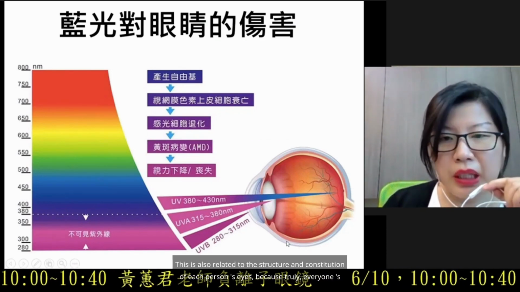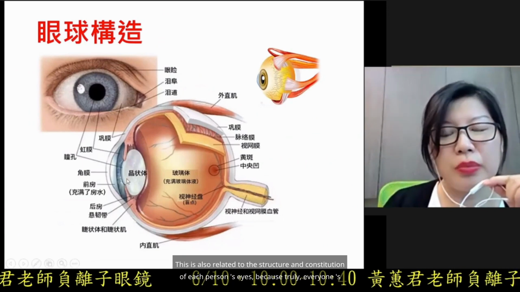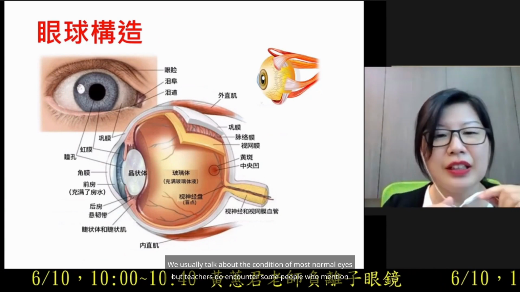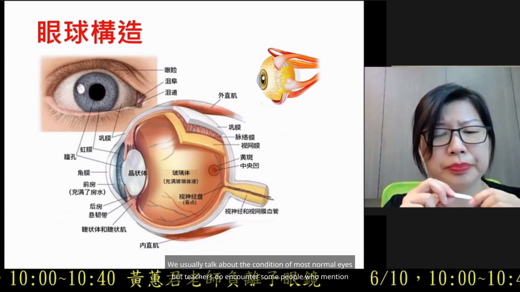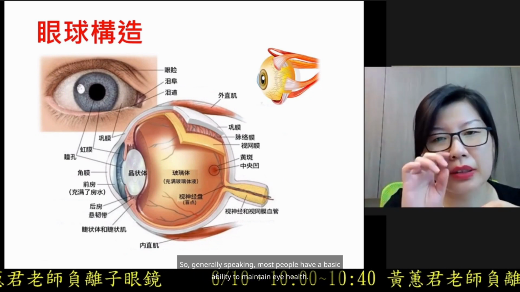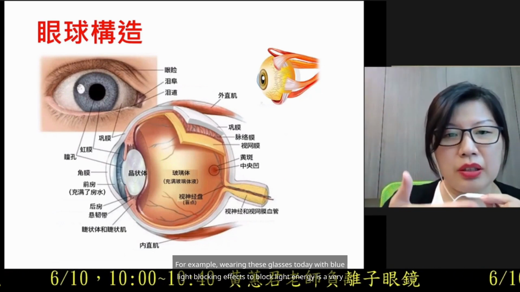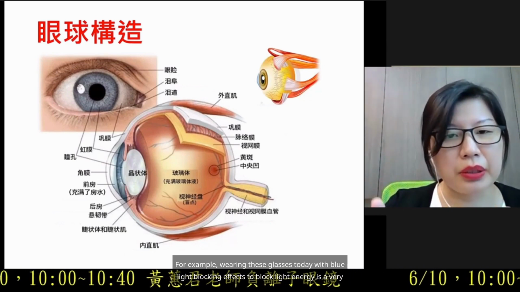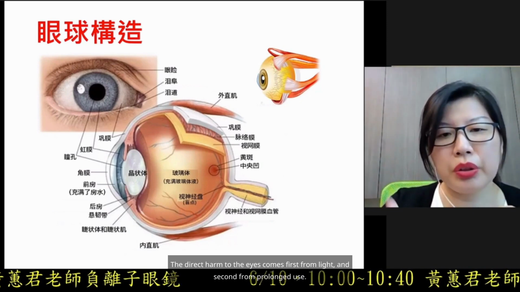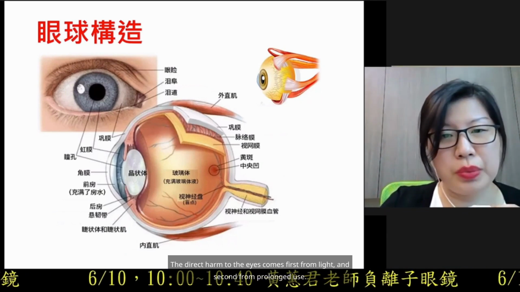This is also related to the structure and constitution of each person's eyes, because truly everyone's eyes are different. We usually talk about the condition of most normal eyes, but teachers do encounter some people who mention special conditions of their eyes. So, generally speaking, most people have a basic ability to maintain eye health. For example, wearing these glasses today with blue light blocking effects to block light energy is a very important protection for the eyes. The direct harm to the eyes comes first from light and second from prolonged use.